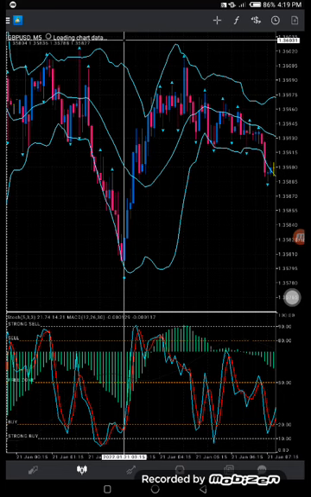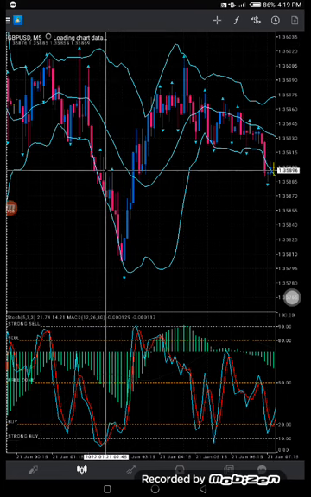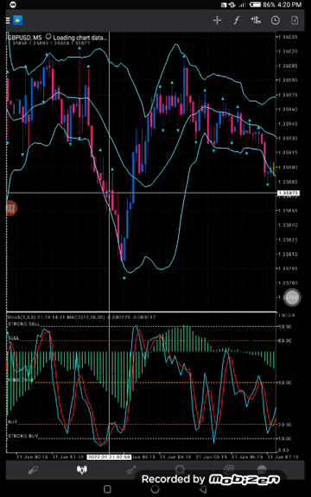The wicks are the little lines above or beneath the candle. The main body of the candle needs to cover much more area than the little lines above or beneath it. So this candle was not strong. This was not a strong bullish candle. So me, I wouldn't take this trade. I'll wait and see for the next candle to happen.